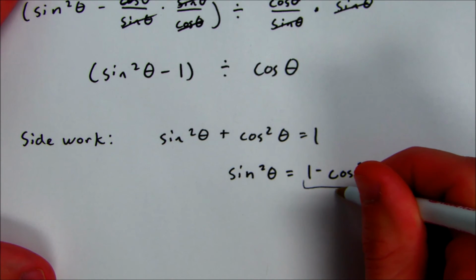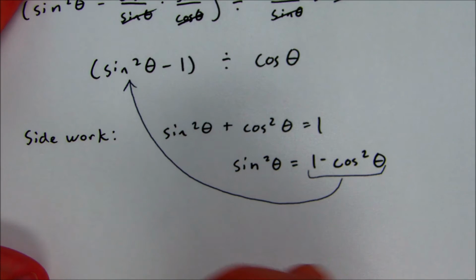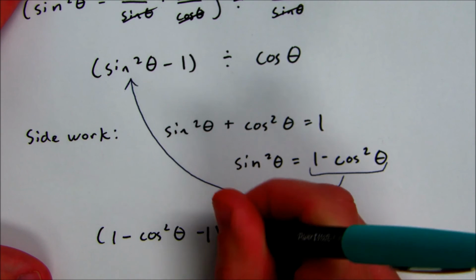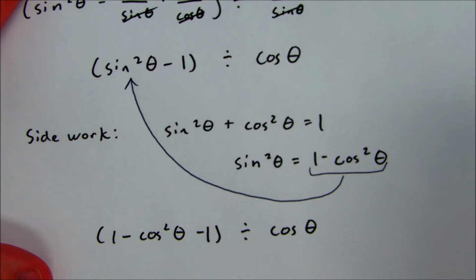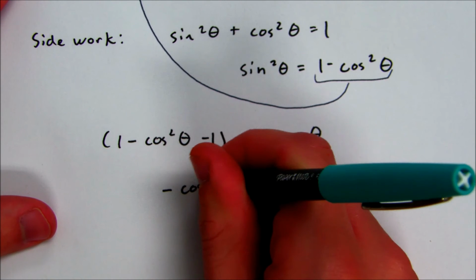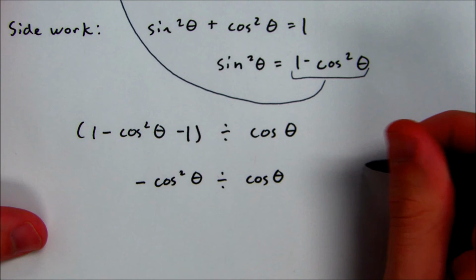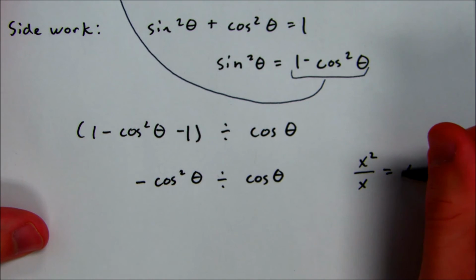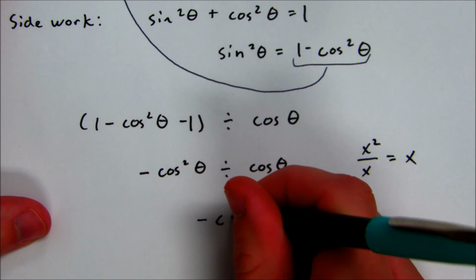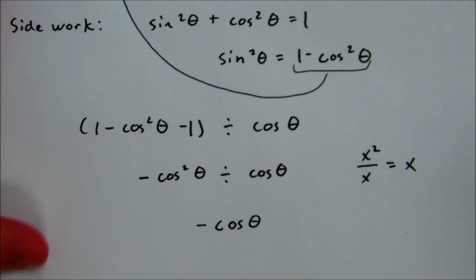I'm going to take this and replace sine squared with 1 minus cosine squared. So here's what I get. I get 1 minus cosine squared theta minus 1 divided by cosine theta. So let's see, 1 minus 1, that cancels. So I have negative cosine squared theta divided by cosine. Now, just like if I were going to do x squared divided by x coming out to be just plain x, I'm going to do the same thing here. Cosine squared divided by cosine is negative cosine theta. So that very complicated statement up at the beginning simplifies to just negative cosine theta.